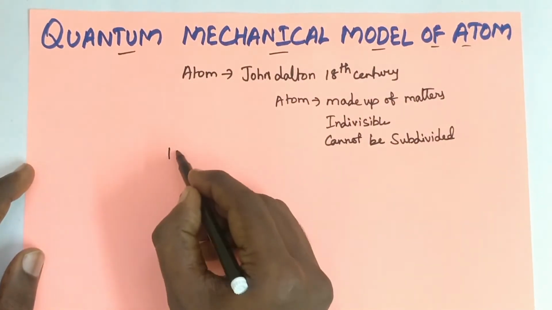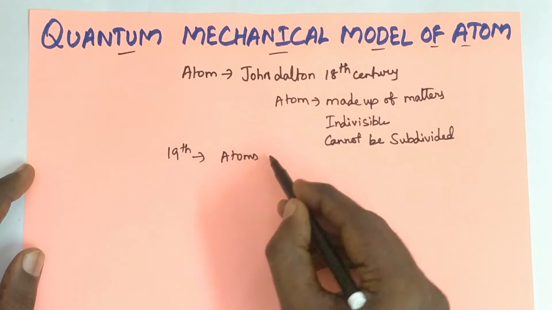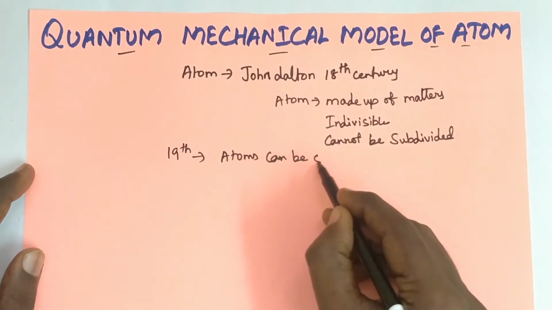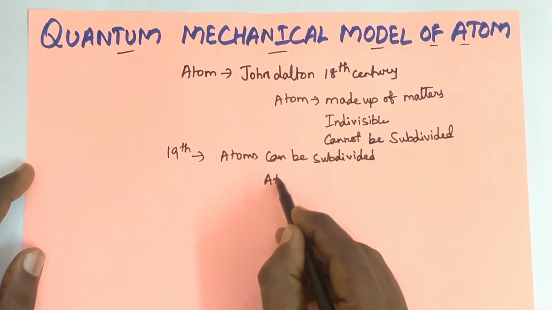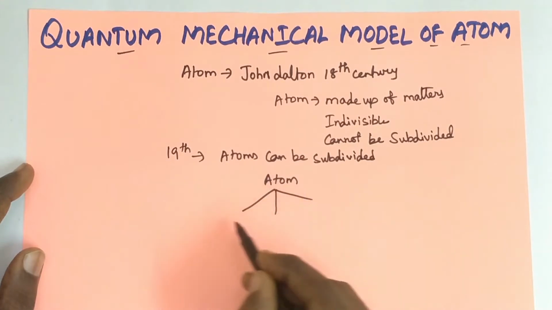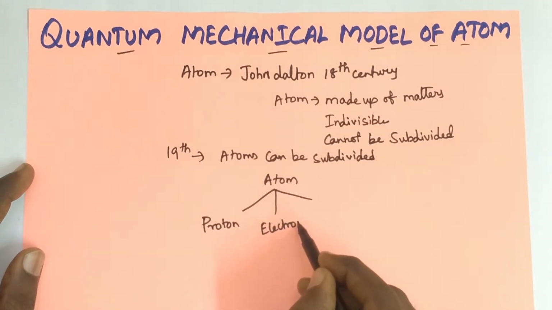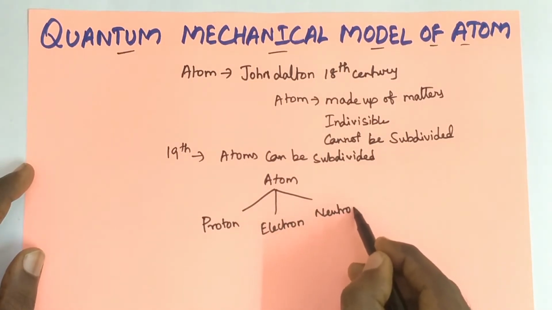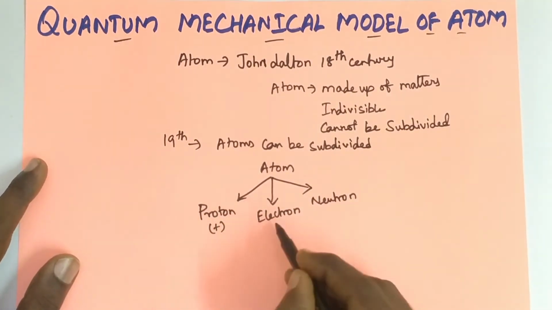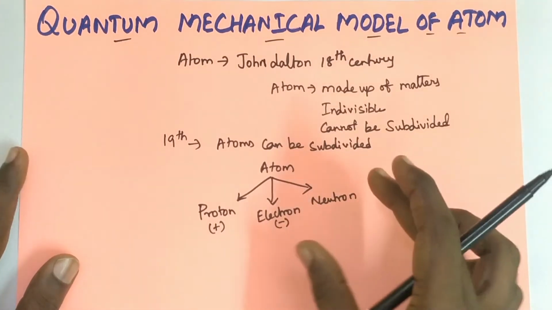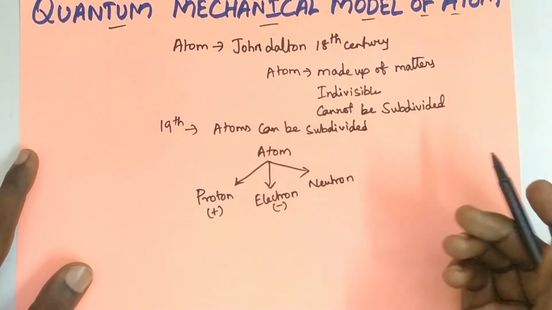But in the 19th century, several scientists proved that atoms can be subdivided. Atoms can be divided into three types: proton, electron and neutron. Protons have positive charge, electrons have negative charge, and neutrons have no charge. Based on this, several scientists proposed several atomic models.